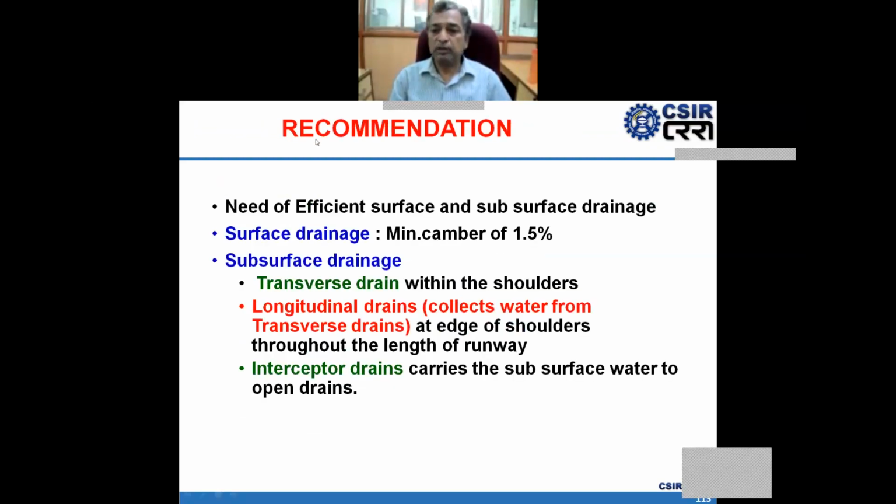So these are the recommendations from the study: a need for efficient surface and subsurface drainage. For surface drainage, a minimum camber of 1.5% should be provided to dissipate the water. For subsurface drainage, transverse drains within the shoulder should be provided. Longitudinal drains collect water from the transverse drains at the edge of the shoulders throughout the drain length of the runway, and interceptor drains carry the subsurface water to open drains.